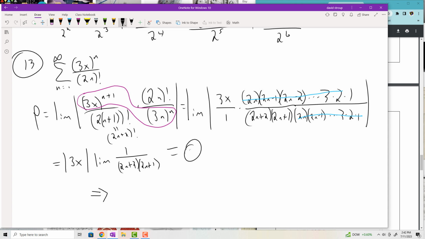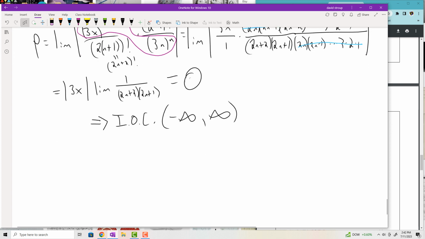So what does that tell me? That means the interval of convergence is everywhere. All values of x will work. So I could use that series if it represents a function. I could use it for any value that I want to approximate. Okay. Next.